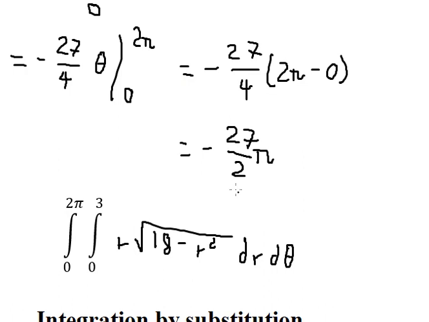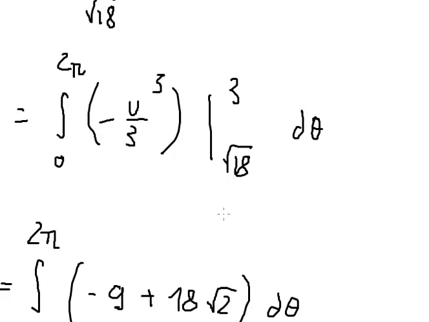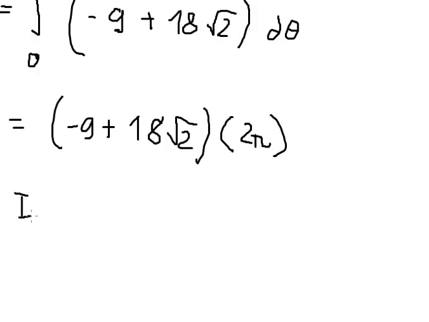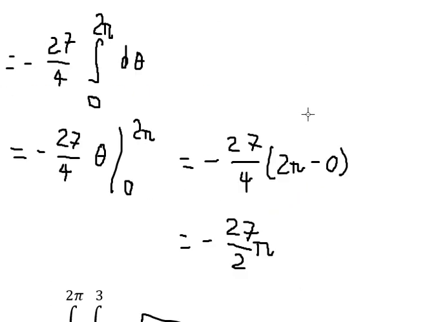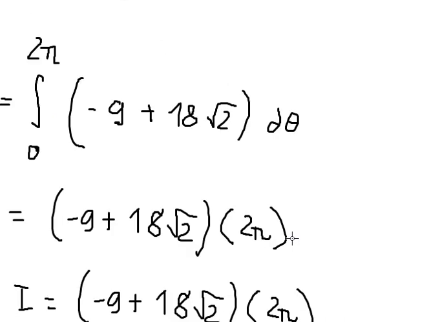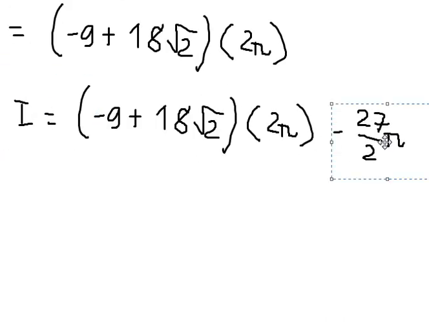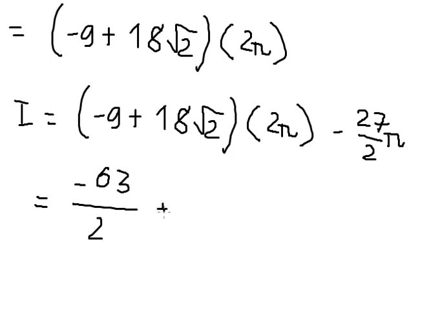Now we combine the answer in here. So if we combine, we have negative 63 over 2, and we will have about 36 with the square root of number 2, and we have π in here.